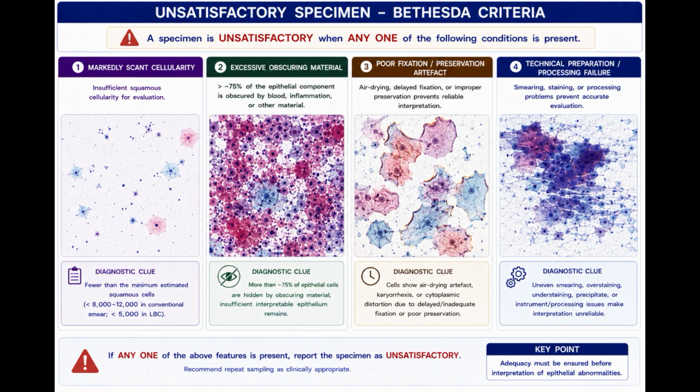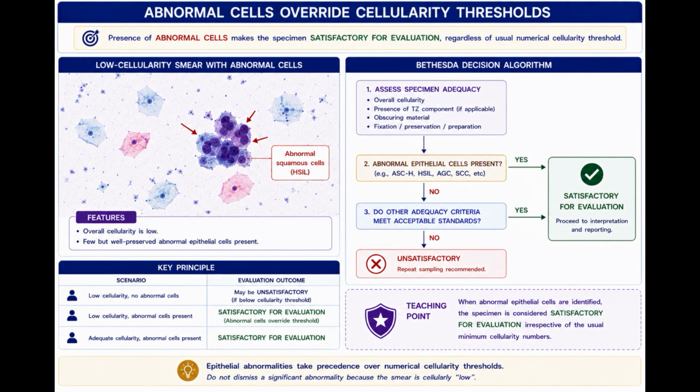A specimen is unsatisfactory when cellularity is markedly scant, when more than approximately 75% of the epithelial component is obscured, or when fixation, preservation, preparation, or processing prevents reliable interpretation. Finally, the presence of abnormal cells makes the specimen satisfactory for evaluation regardless of the usual numerical cellularity threshold.